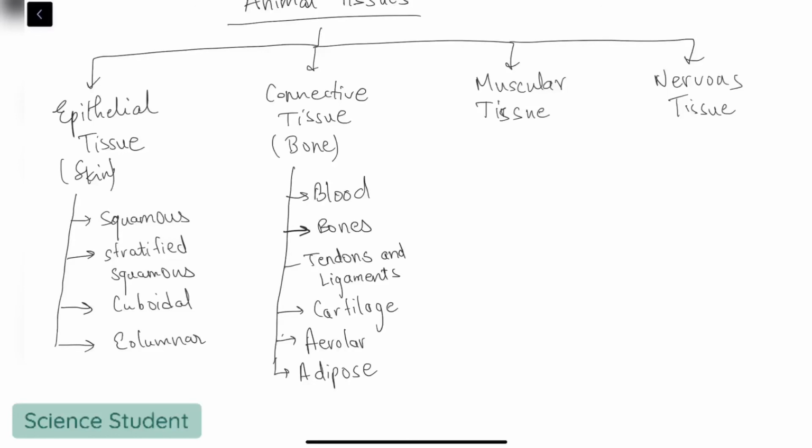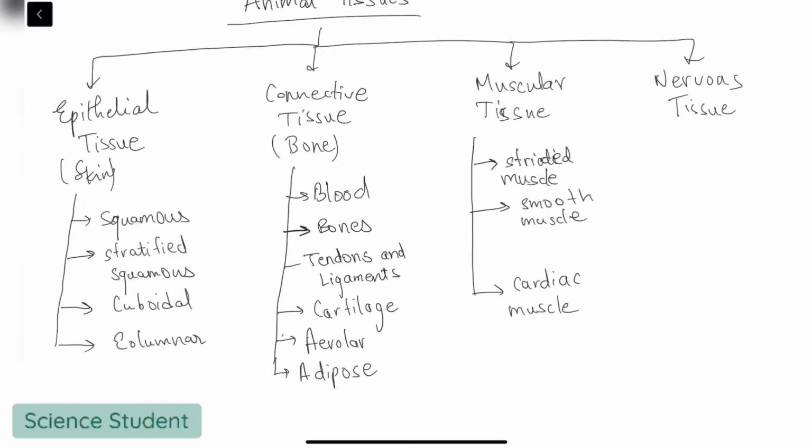Muscular tissue got no types. Okay, so there are 3 types of muscular tissue. First is striated muscle, smooth muscle, that is non-striated, and the last is cardiac muscle.